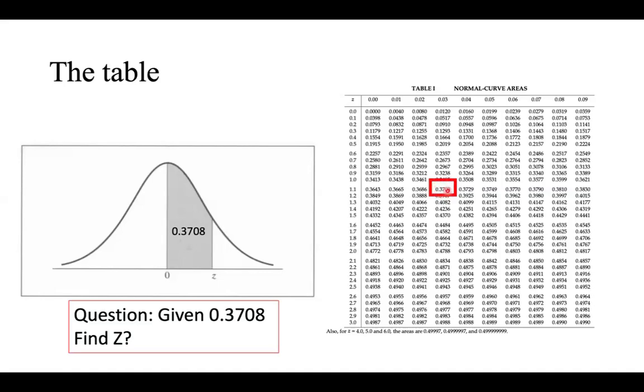Then in order to find a z-score, we work backwards. We can trace it horizontally and we get 1.1, and then vertically, we get 0.03. If we add 1.1 and 0.03 together, then the z-score would be 1.13.